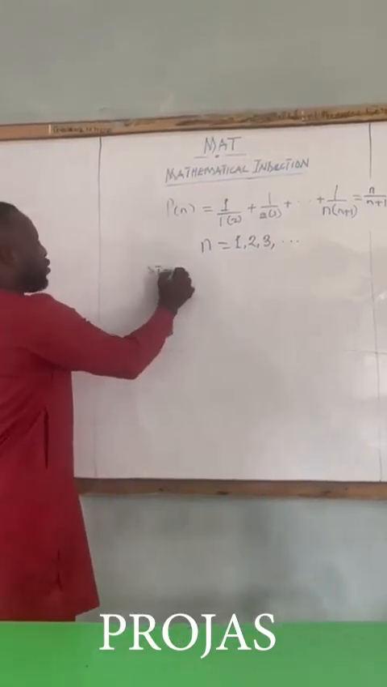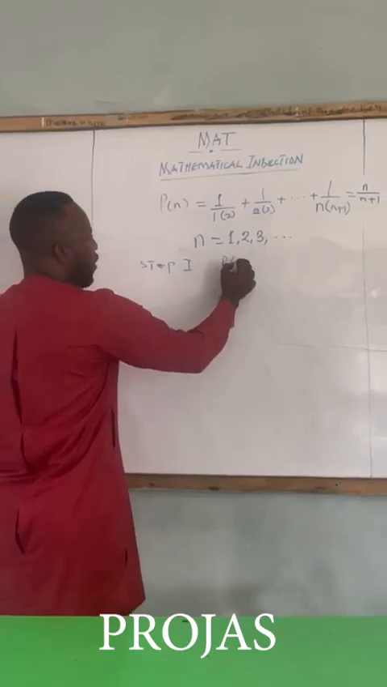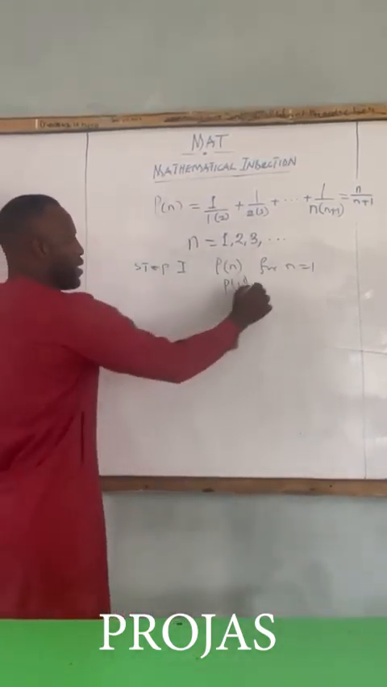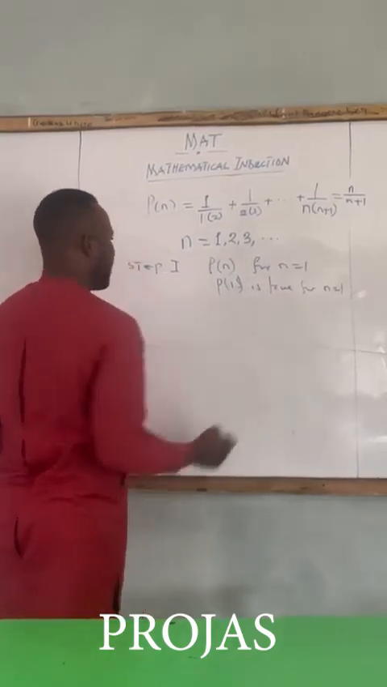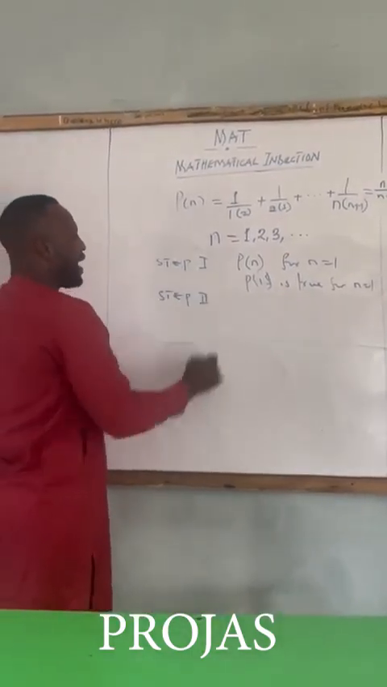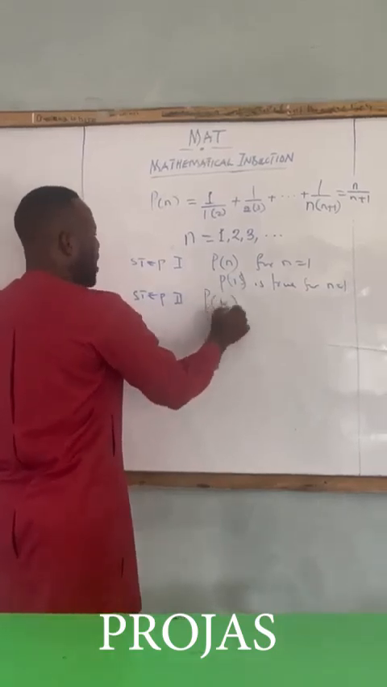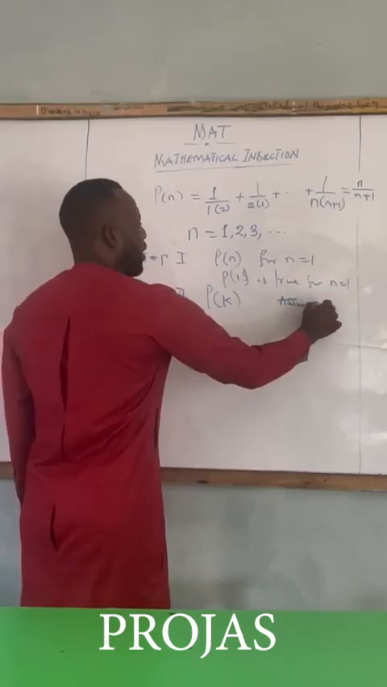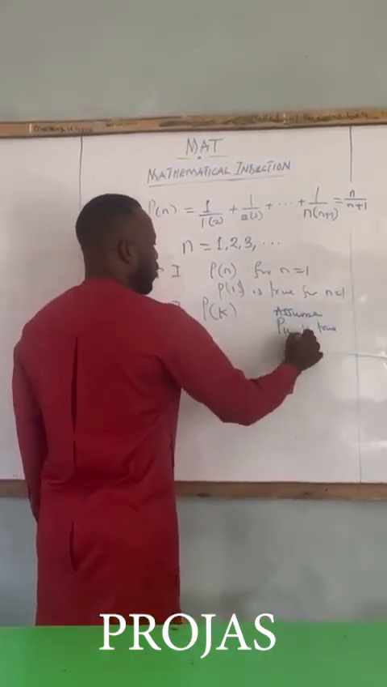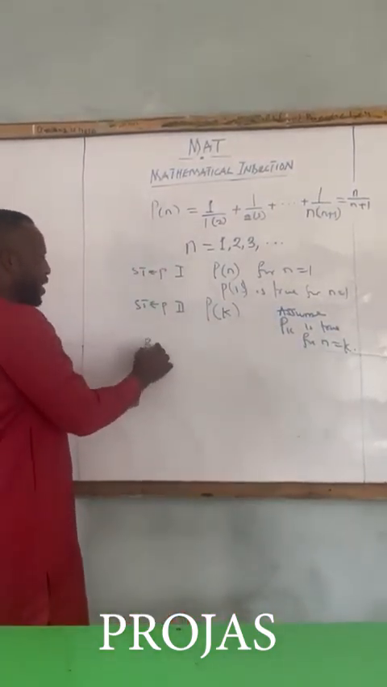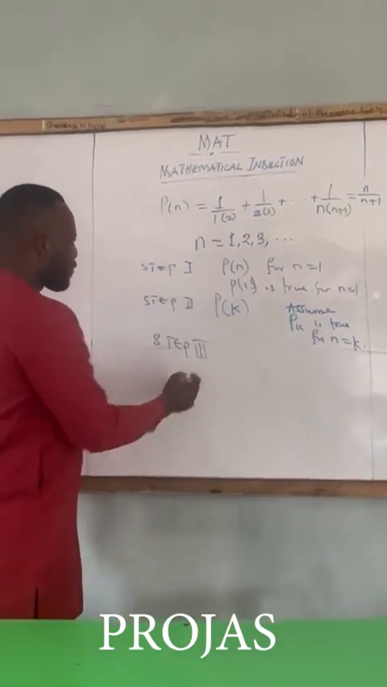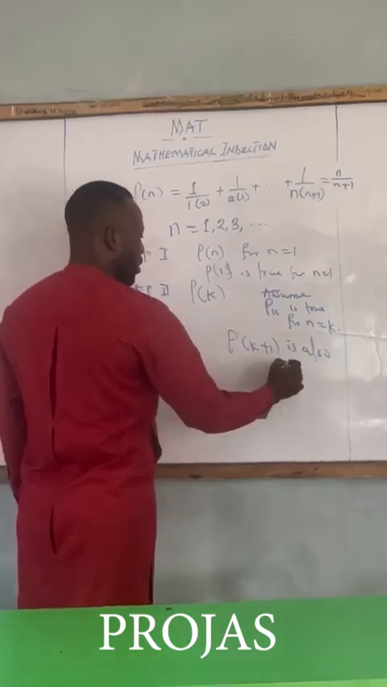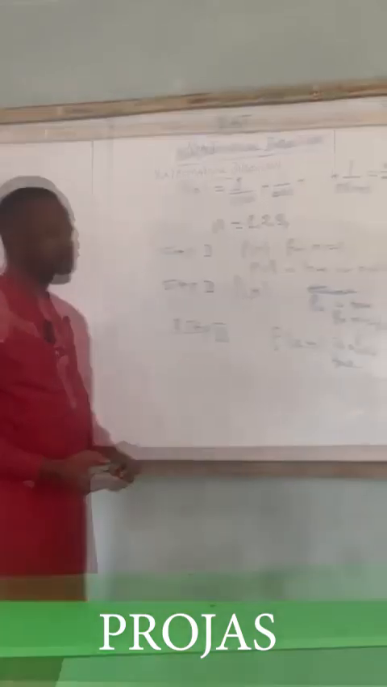So the first step in the principle of mathematical induction is to check the truth of Pn for n equals 1. That is, you want to show that P1 is true for n equals 1. Then step 2 is to check the truth of Pk. We use an inductive hypothesis to assume that Pk is true for n equals k. Then step 3, from step 2, we can show that Pk plus 1 is also true.